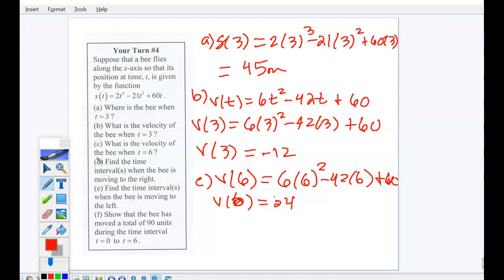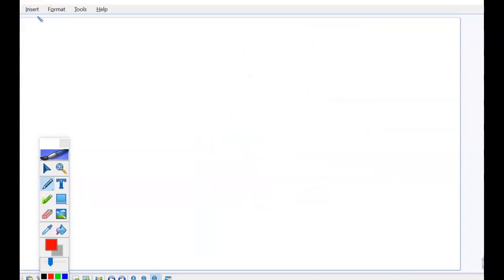Question D and E, we're going to do the same. It says find when the bee is flying to the right and when the bee is flying to the left. So what we're going to do is very similar to finding increasing and decreasing. First of all, I'm going to find when is the velocity 0. So this is sections D and E.